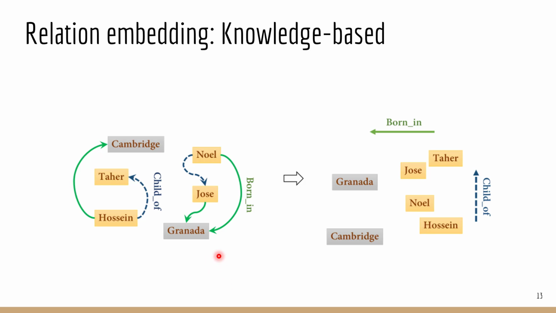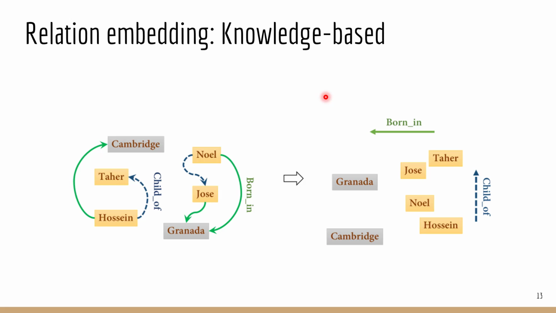For instance, in this toy example, we have born-in relationships between Noel and Granada, and also the child of relationship between Noel and Jose. In addition to preserving the information carried by nodes in this graph, we might be also interested in preserving relationships between different entities, like the born-in and child of. So we might be interested in having an embedding space like this that preserves both entities or nodes in that graph, as well as the relationships between different entities in that graph.